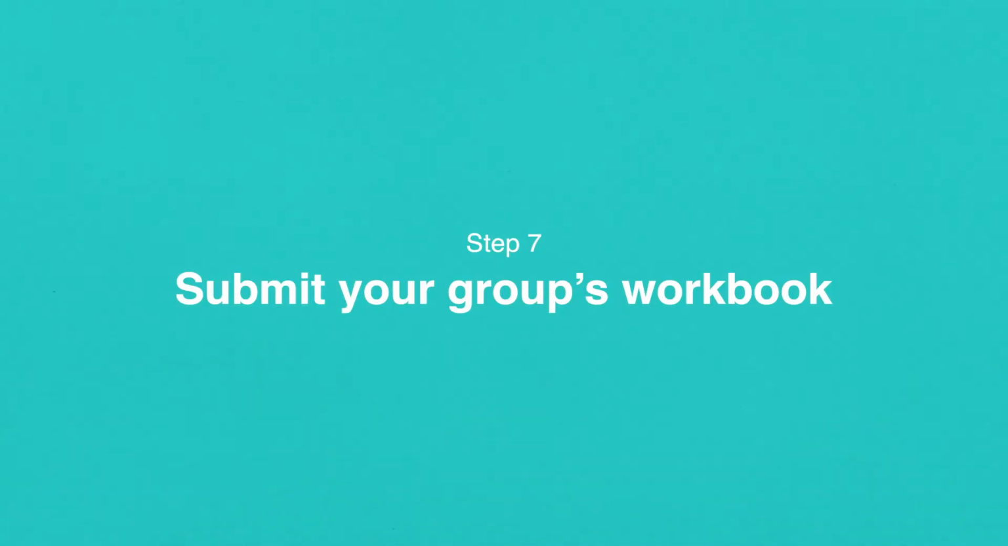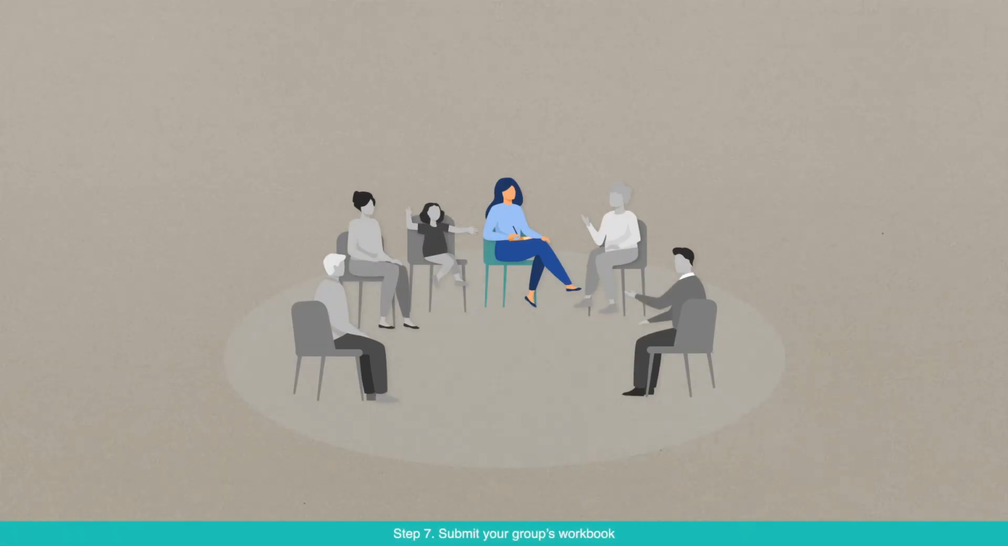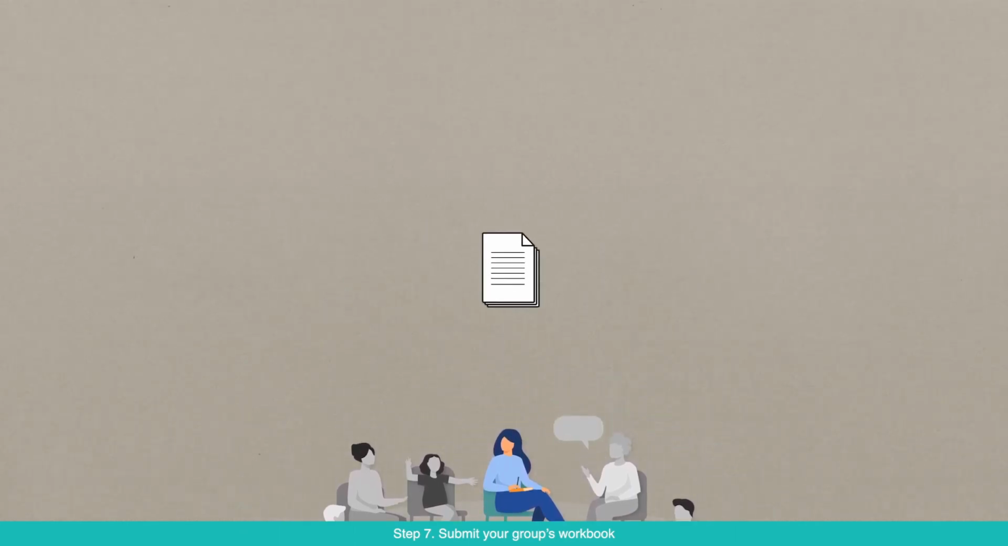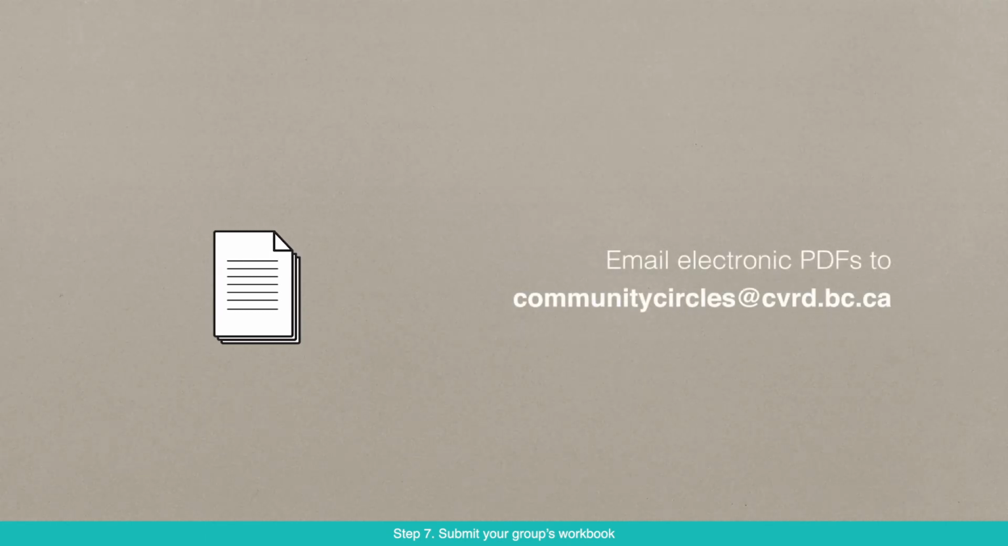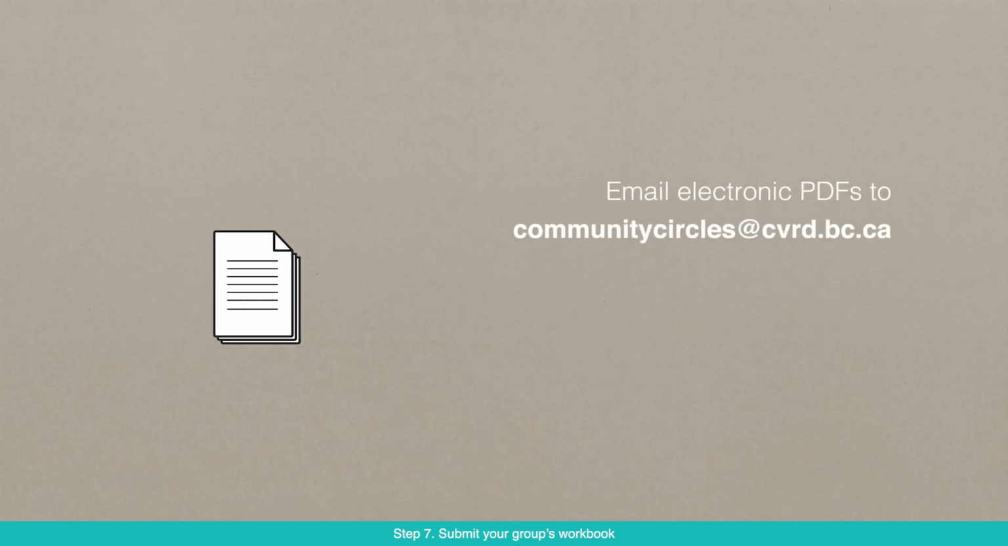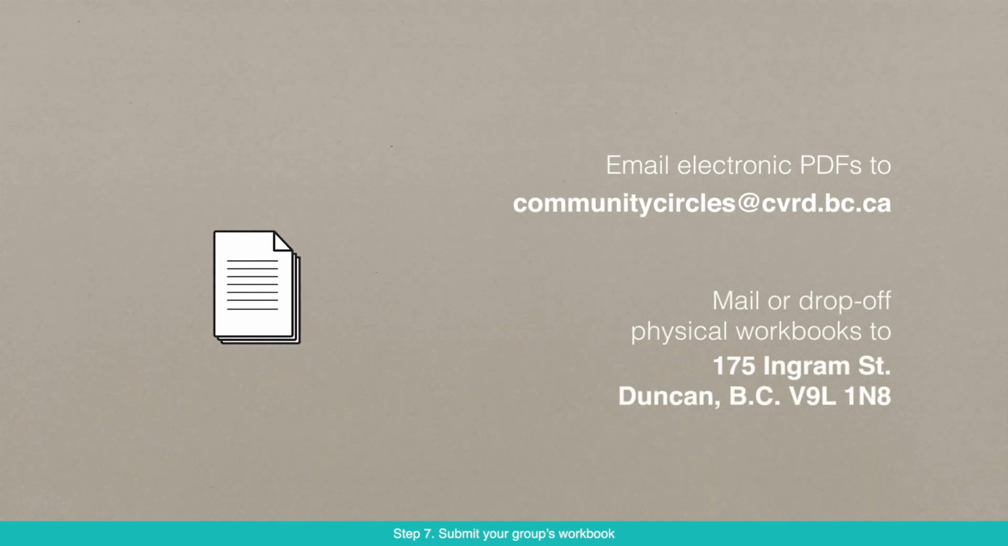Step 7, submit your group's workbook. At the end of your community circle, the recorder should summarize the notes from your discussion into the workbook we've provided. Please send us your group's work by emailing communitycircles@cvrd.bc.ca or by dropping it off or mailing it to our offices at 175 Ingram Street.